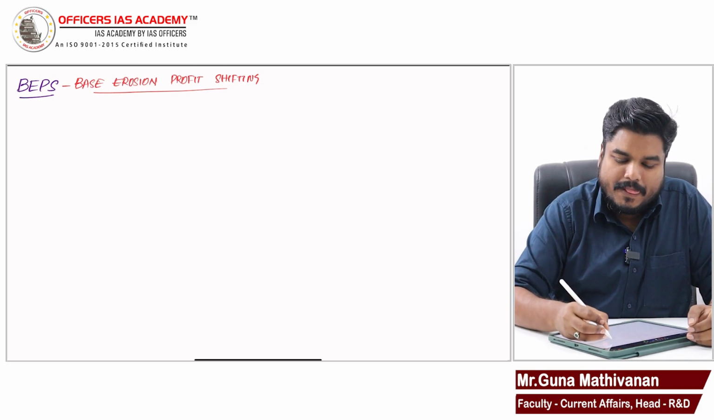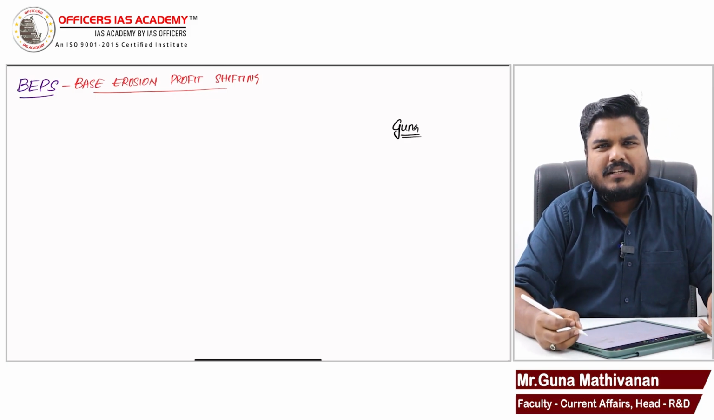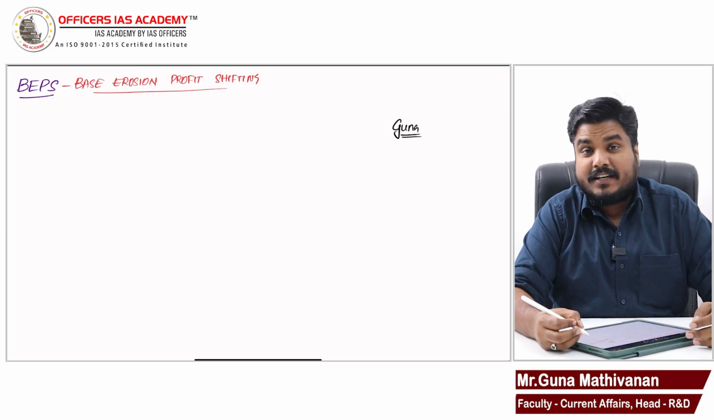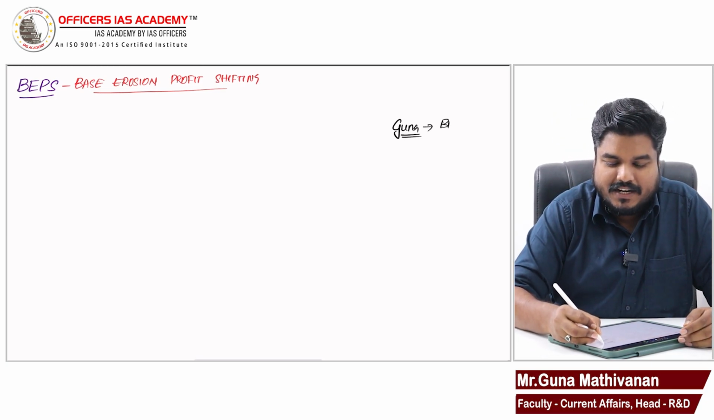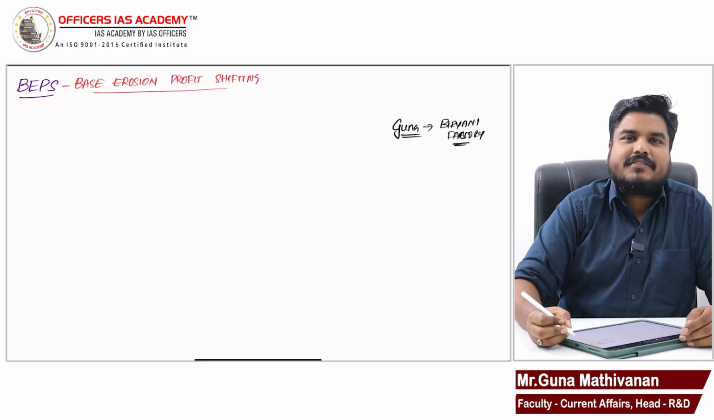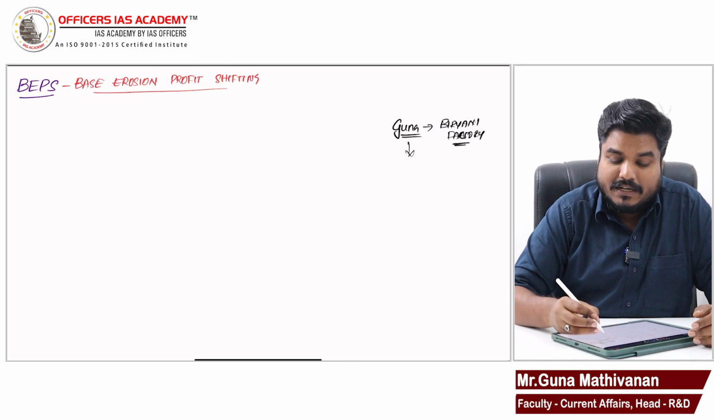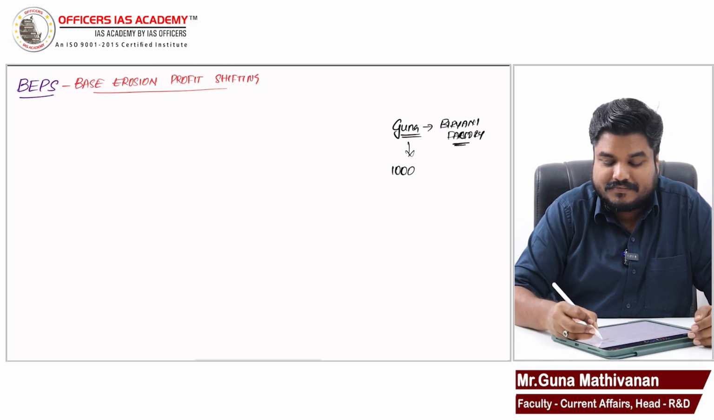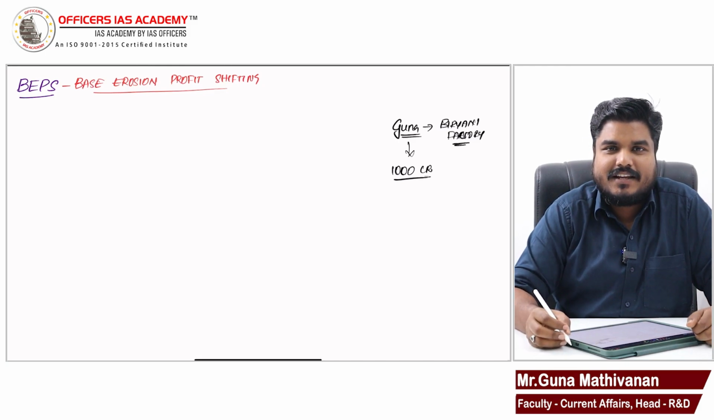Now let us assume Guna is a businessman. He is running a biryani factory, a chain of biryani outlets. Very good business. He is making a total of 1000 crores, by selling biryani only.